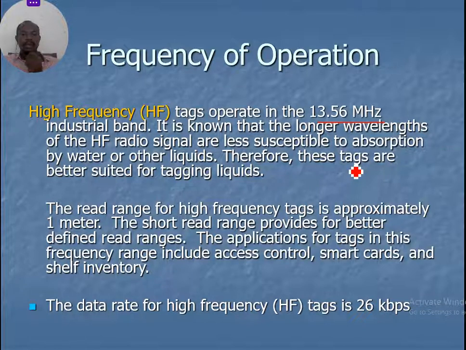Now, the read range for high frequency tags is approximately 1 meter, not 0.33 meters as in the low frequency. The read range is about 1 meter, which is 100 centimeters, and the short read range provides for better defined read zones.